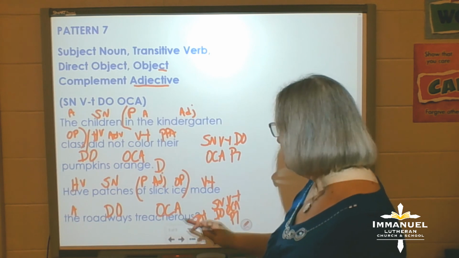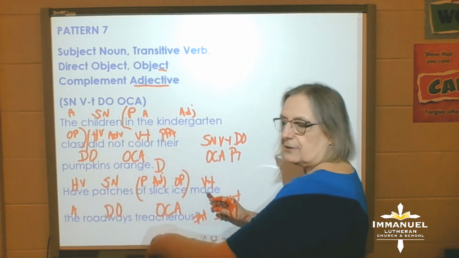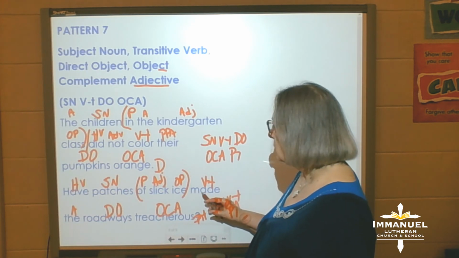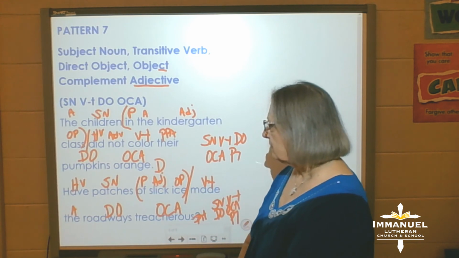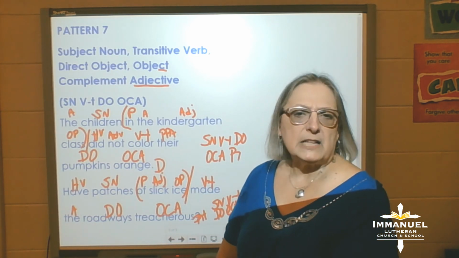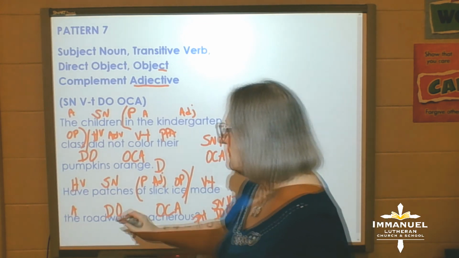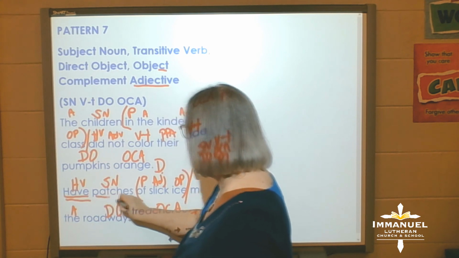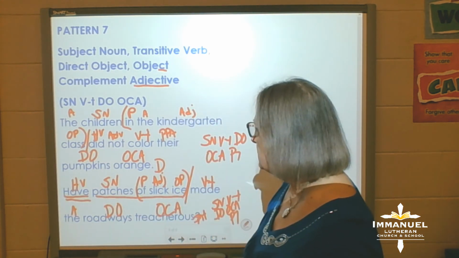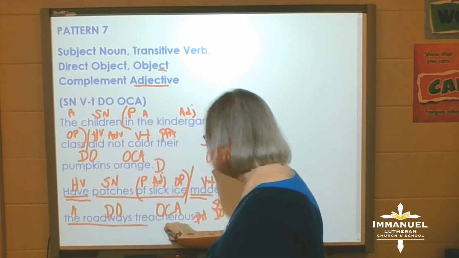Go back to the verb. Is there an adverb exception? No, but I don't want to go all the way up to the beginning of the sentence. I'm going to stop here where the subject ends, slash to separate subject from predicate. Is it in natural order or inverted order? We have a helping verb out here. The helping verb is part of the predicate, 2 lines. Patches of slick ice is the subject, and then the rest of the sentence, 2 lines.